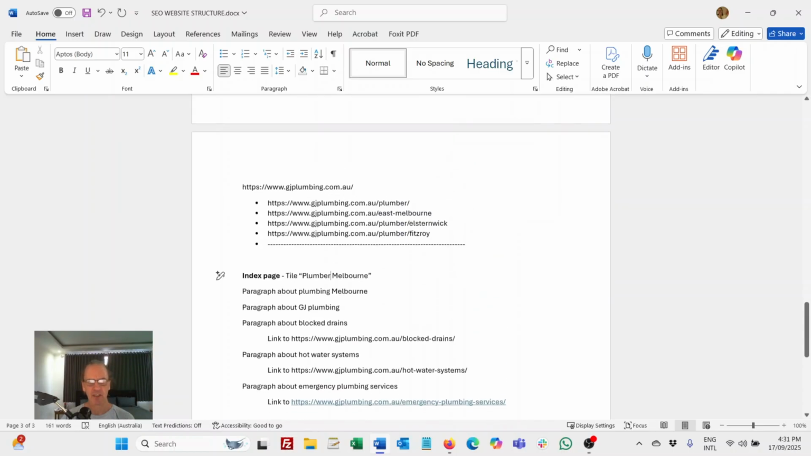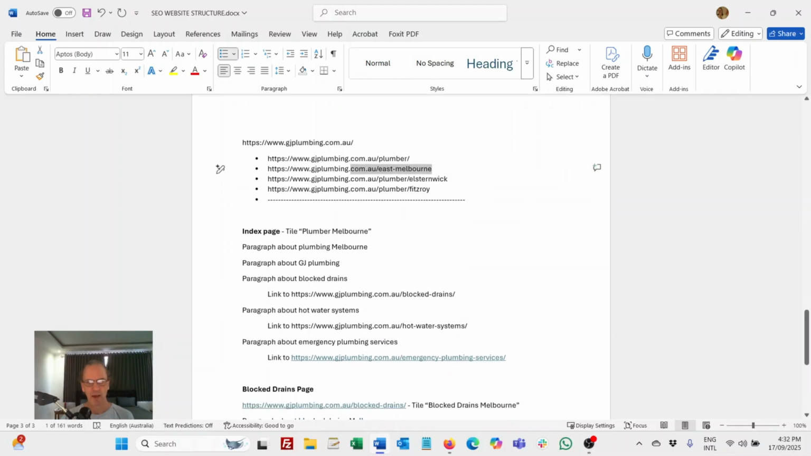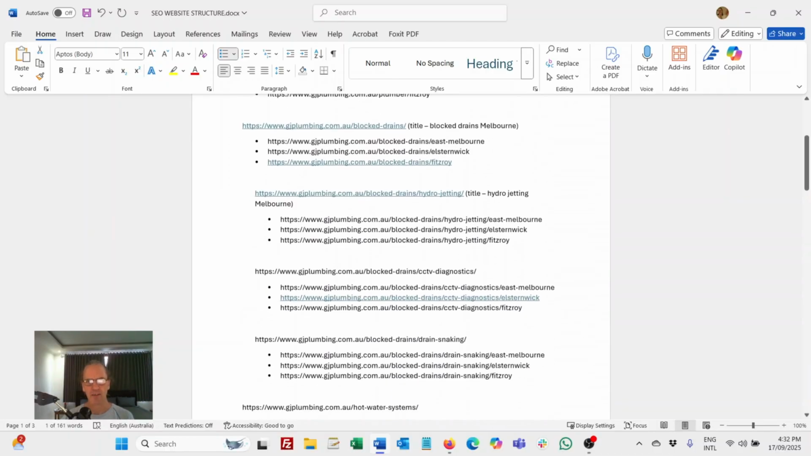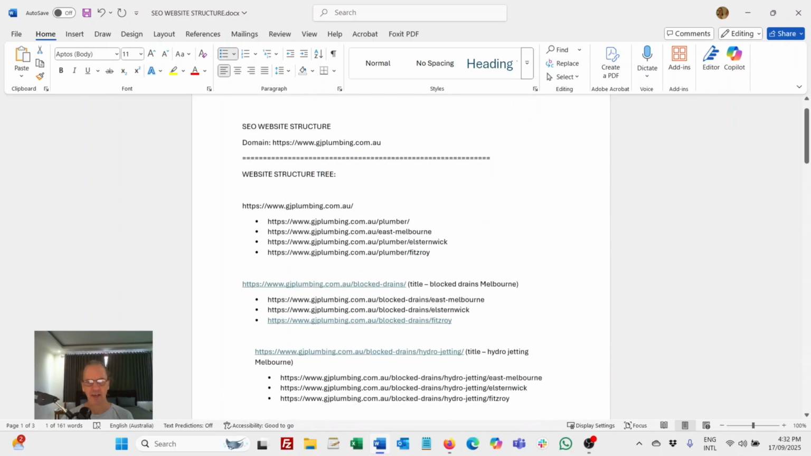Now, one thing I want to go back to, as I stated probably in the last video, is that you can include these pages, or you can just remove plumber, because your main index page would become plumber Melbourne. So if you were building the East Melbourne page, it would have all these same things, except you'd replace Melbourne with East Melbourne, and then you try and rank for that. These pages would link to your block drains East Melbourne page, your hot water systems East Melbourne page, and your emergency plumbing services East Melbourne page. If we go back up here, we've already built our pages. So the block drains page we've done for East Melbourne would link to whichever pages apply for that category and subcategory.